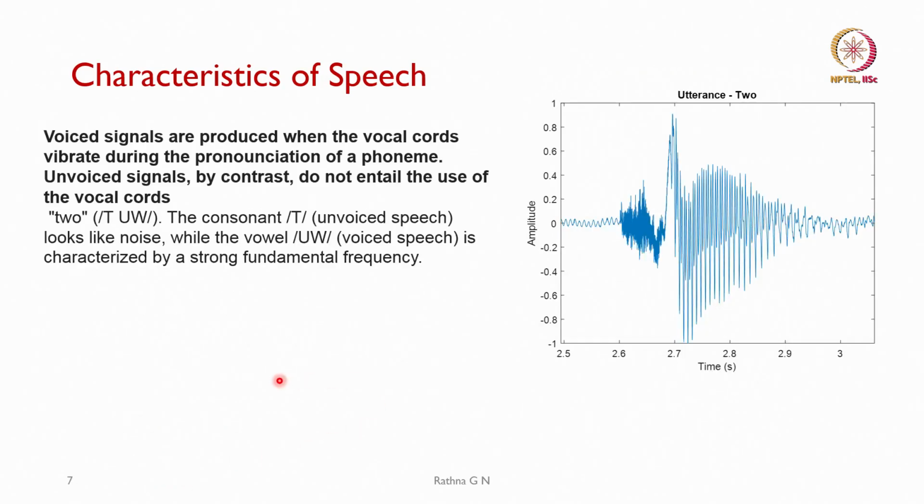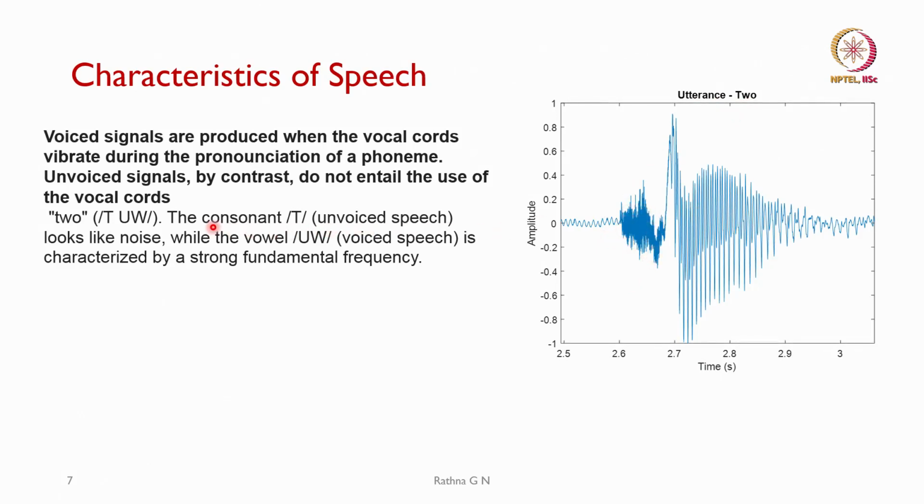Now, what are the characteristics of speech? We said voiced signals are produced when the vocal cords vibrate during the pronunciation of a phoneme, and unvoiced signals, by contrast, do not entail the use of the vocal cords. As an example, you can see the utterance of "to".